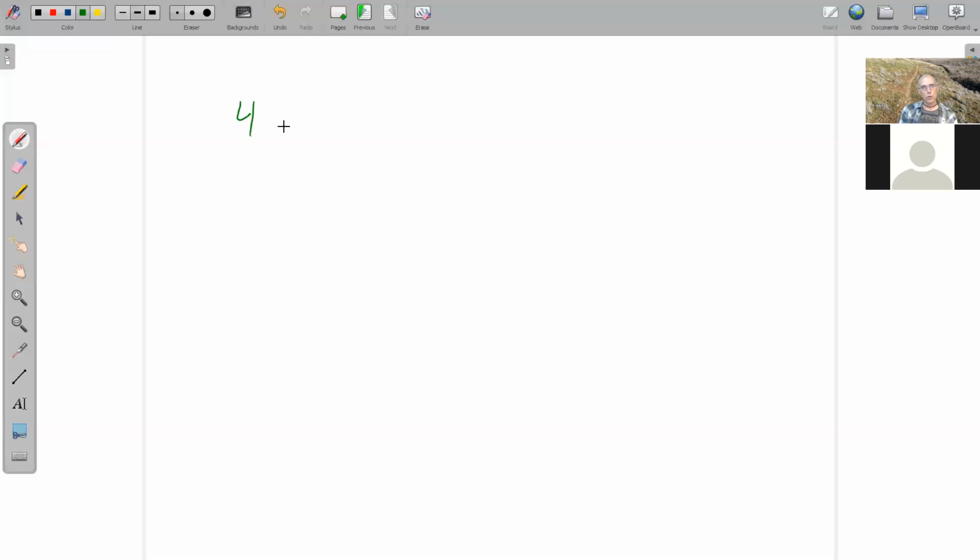So 4 plus, let's do minus now. 4 minus 4 we know is 0. 4 minus 3 we know is 1. 4 minus 2 is 2. 4 minus 1 is 1. 4 minus 0 is, oh, what went wrong there? Sorry about that. 3, where did I get that 1 from?